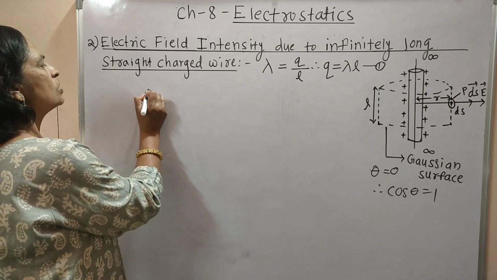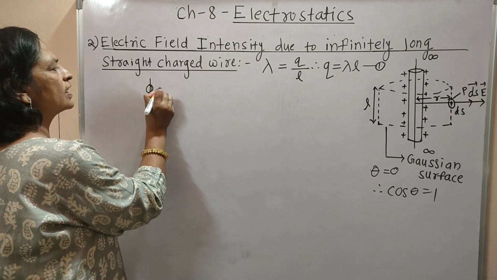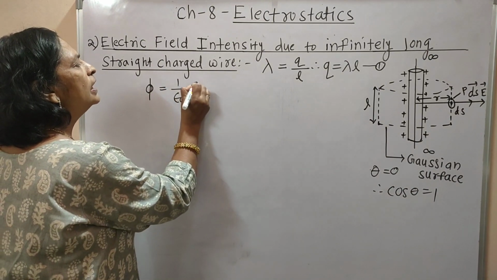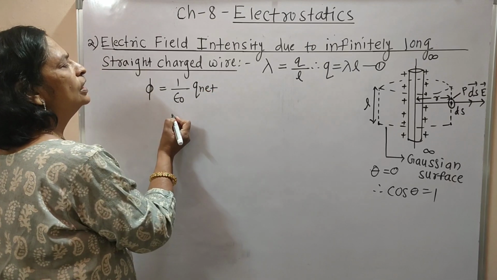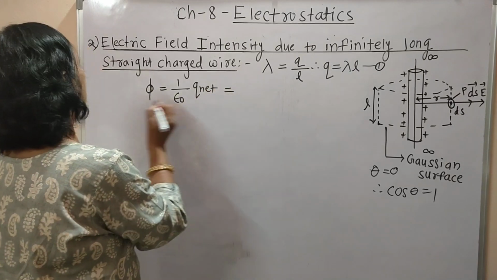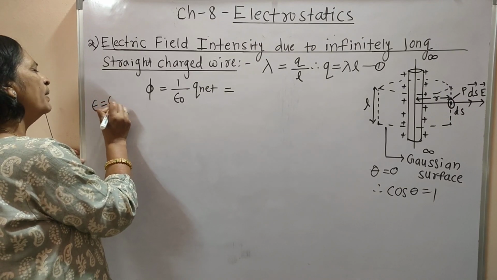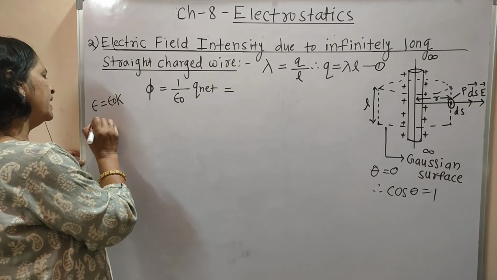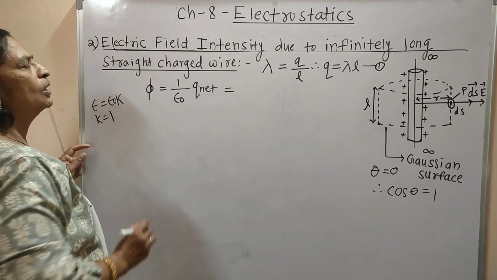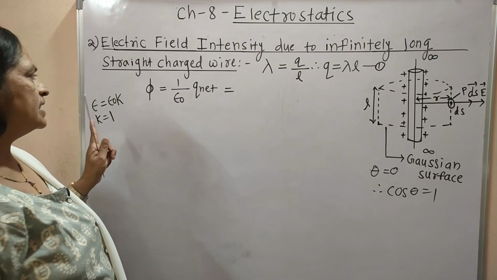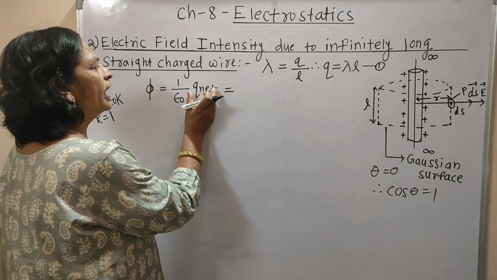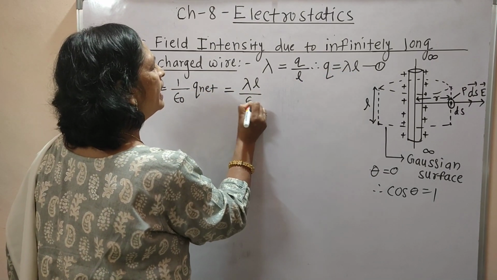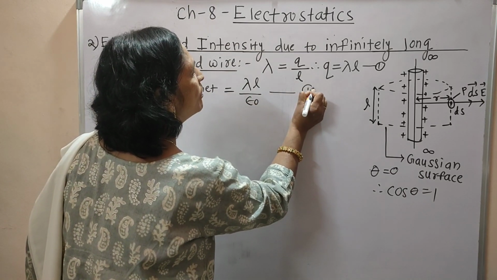What is the Gauss law? The electric flux phi over this closed surface is nothing but 1 by epsilon naught times Q net, meaning the charge enclosed. If epsilon naught is the permittivity and the Gaussian surface is kept in an air medium, then K is equal to 1, because the dielectric constant for air is 1. Therefore phi is lambda L divided by epsilon naught. This is equation number 1.